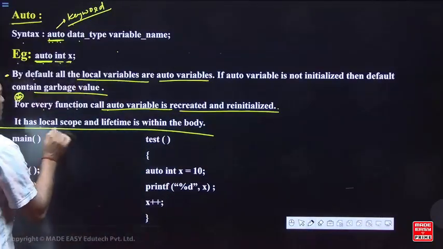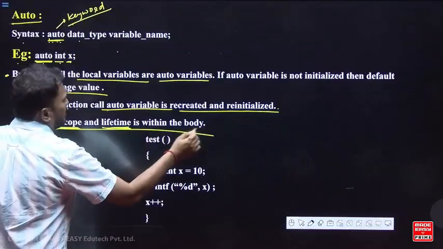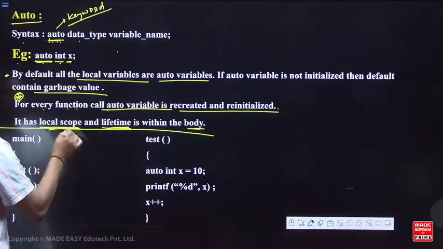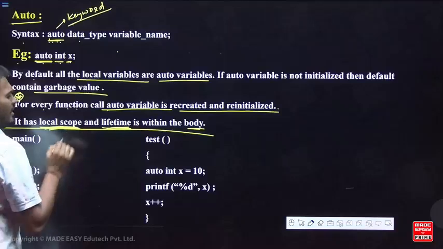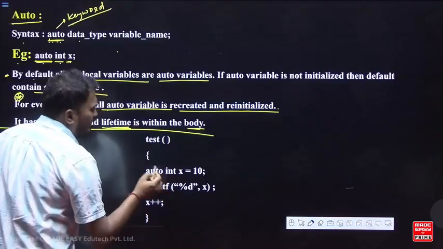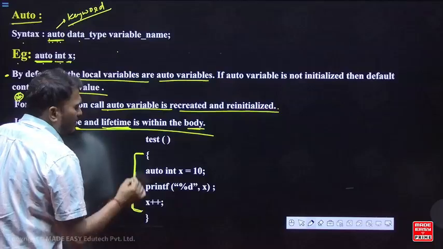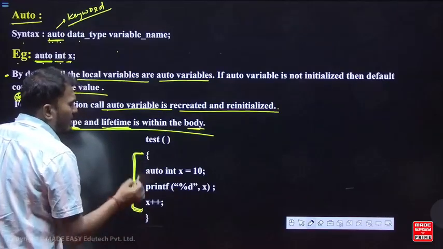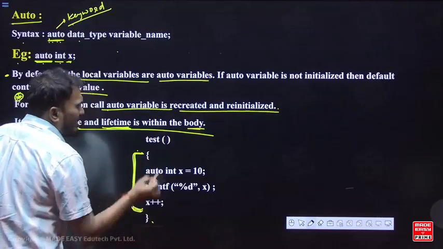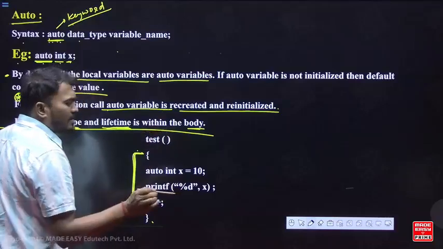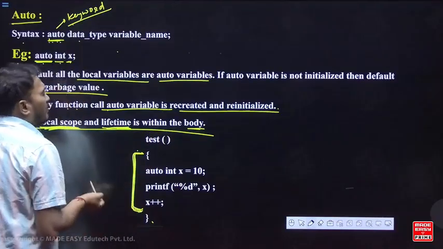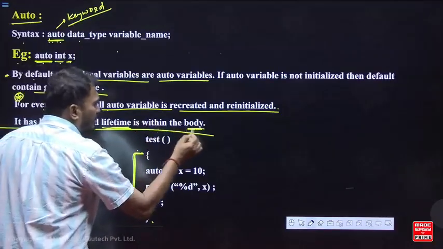And next, it has local scope and its lifetime is within the body. What is the meaning of this? Local scope means wherever it is declared. Look here, you have an auto variable. The scope is within this body only. You can access variable x only in this particular block. And once you come out of this block, its lifetime will be closed. It means it will be removed from the memory. Lifetime is also within the body.